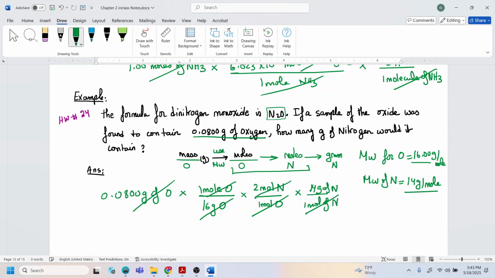So if you go ahead and take out the units, then I'm going to be left with the grams of nitrogen, not 14, I'm sorry. I'm going to be left with the unit, which is the grams of the nitrogen, which they are asking me about in here. So the answer is going to be 0.14 grams of nitrogen. Okay.